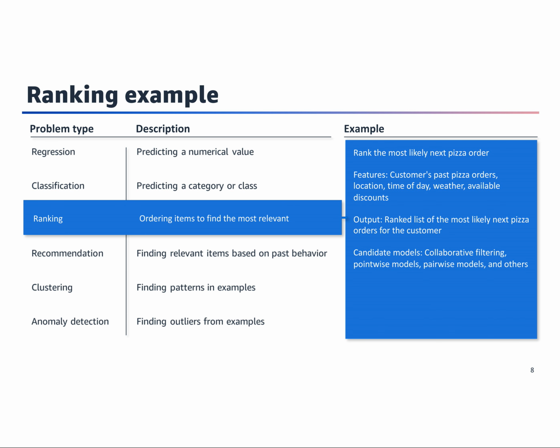Pairwise model. This model predicts the relative order of pairs of items. This type of model can be used to rank items by comparing their predicted scores to each other. You can train a pairwise model by using techniques such as support vector machines, SVMs, or deep learning. Again, the choice of which model to use will depend on the specific characteristics of your dataset and the requirements of your problem.